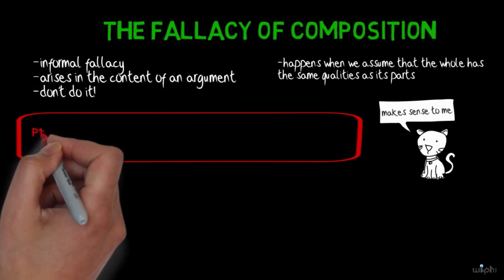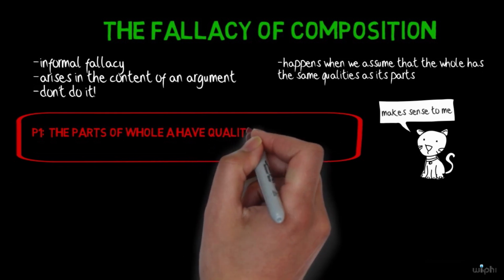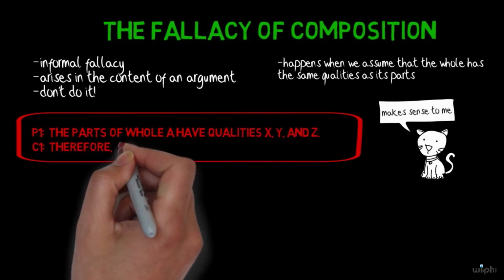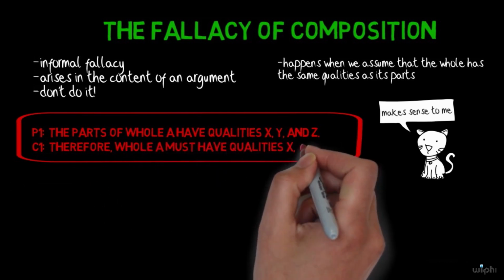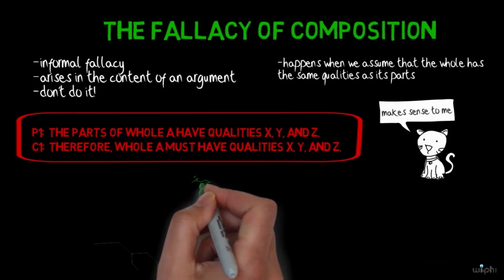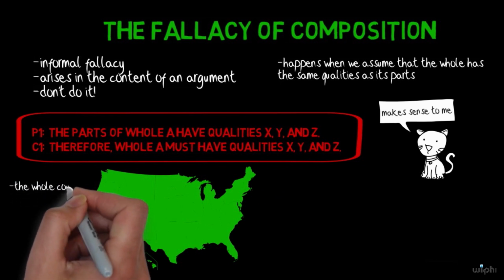Reasoning would be something like this. Premise 1, the parts of whole A have qualities X, Y, and Z. Conclusion 1, therefore, whole A must have qualities X, Y, and Z. The argument seems attractive, but the style of argument is like saying that because the states have some set of qualities, then the entire nation must have those qualities. You may now be able to see what's wrong with this line of reasoning.